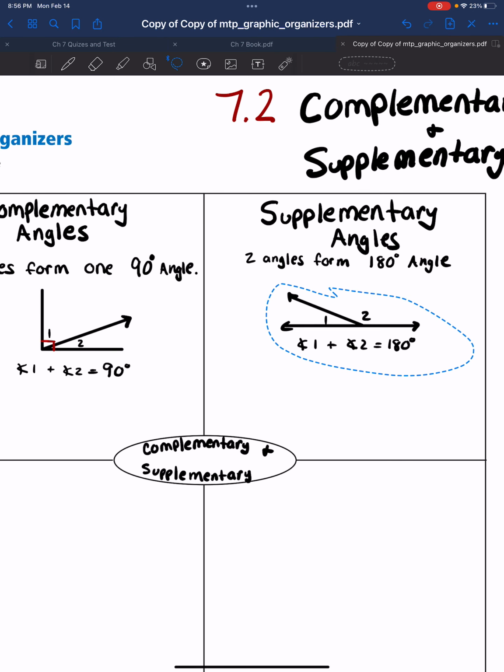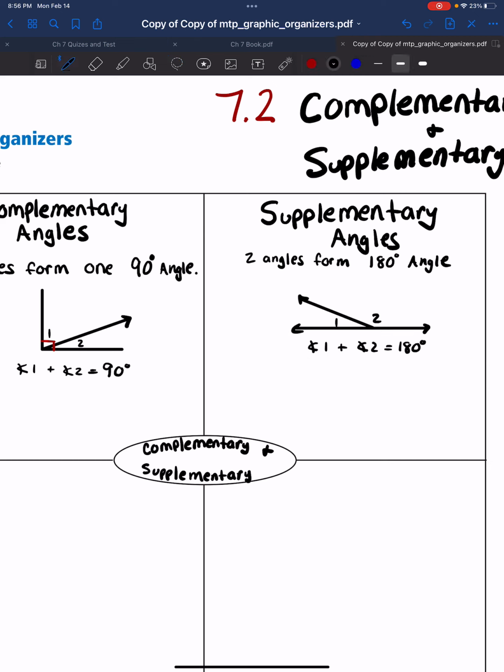You ready for my terrible example for this to remember now? Supplementary. Supplementary is 180 degrees. All right, husband, are you fine if I use you for an example? You like to lift weights, you like to work out, you got muscles, right? Okay, so what do people take when they want to grow big muscles?